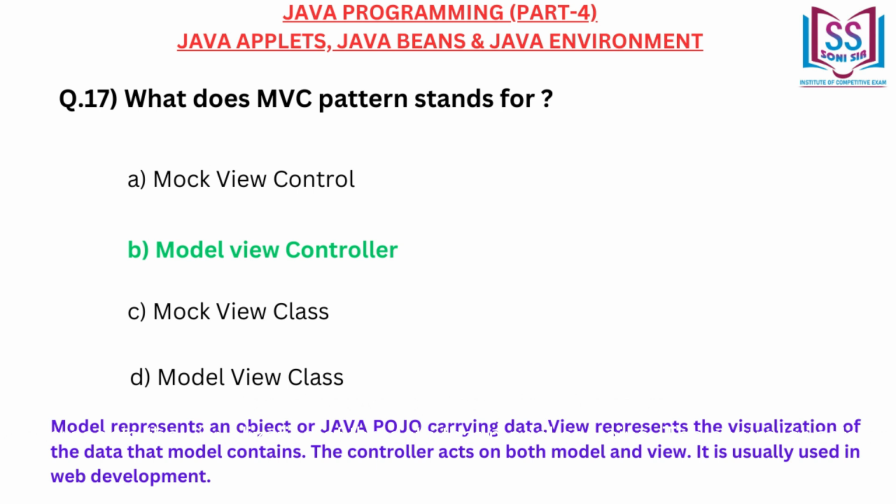Model view controller. Model represents an object or Java POJO carrying data. View represents the visualization of the data that model contains. The controller acts on both model and view. It is usually used in web development.